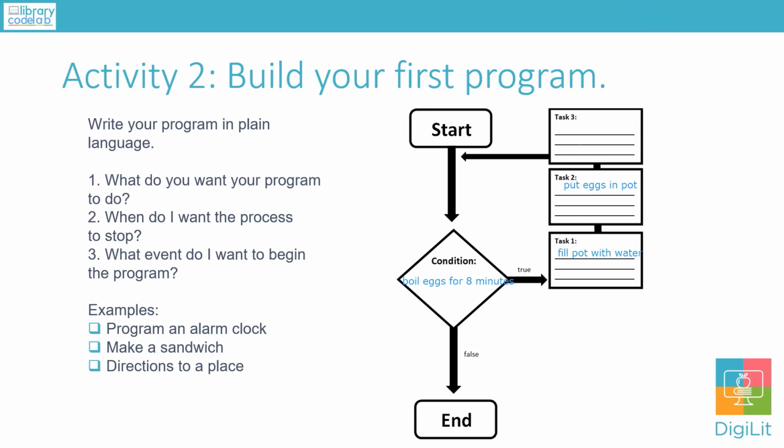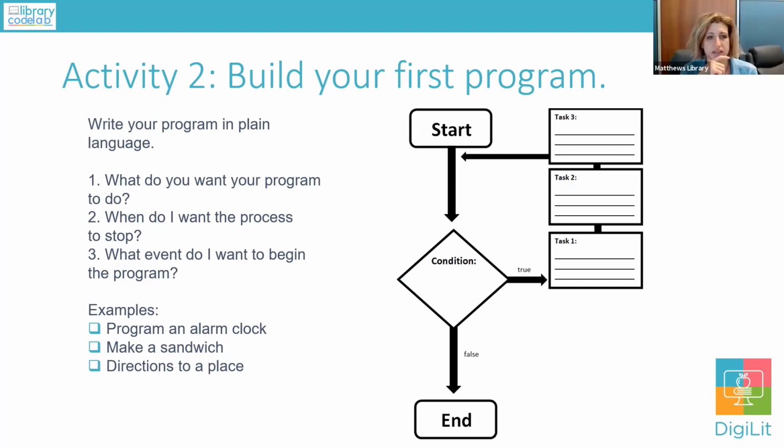I'm not completely finished, but I started to answer the question on the left, in fact, what do you want your program to do? I think I would like to program two alarm clocks with a gap of 1 hour. For example, if I want her to be in bed at 8:30, when do I want the process to stop? So 8:30, because I want her to be in bed at 8:30.